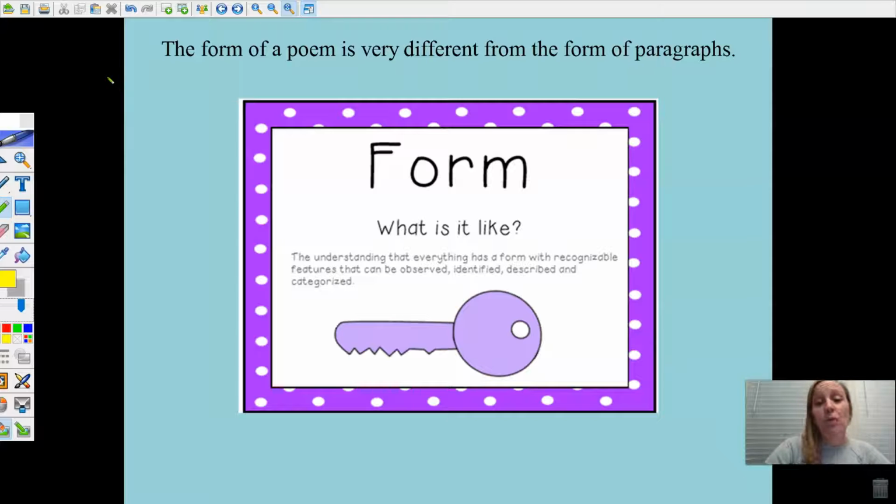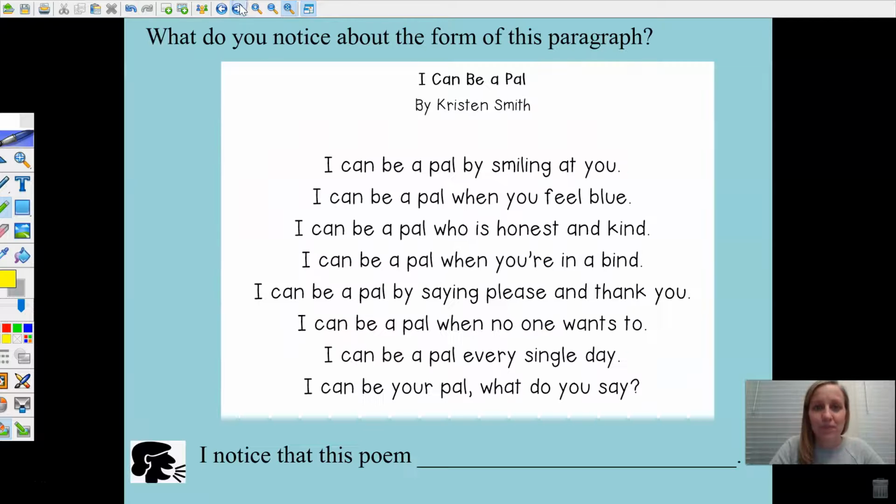All right, so we talked about how we're looking into the form. Form. What is it like? We've talked about the form of paragraphs. We know what a paragraph looks like. You'll find out that our poems are very different than a paragraph.